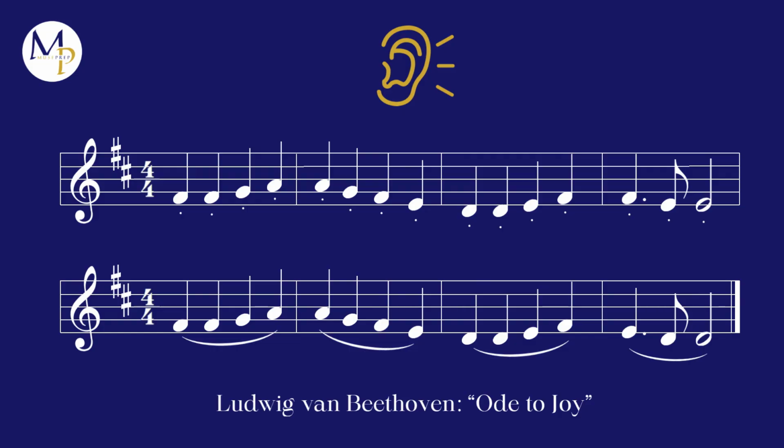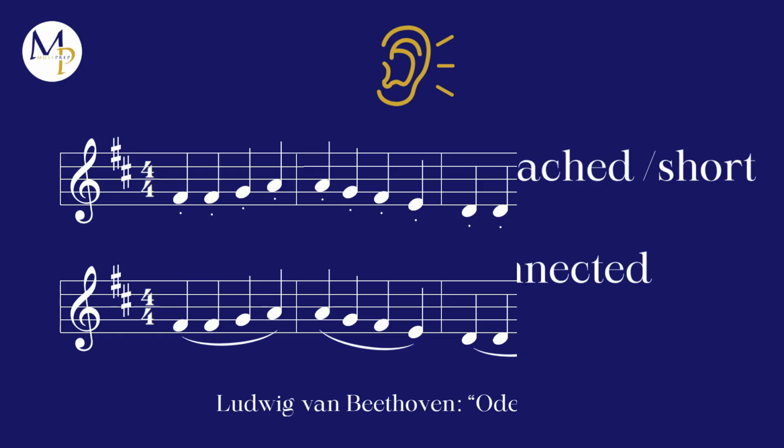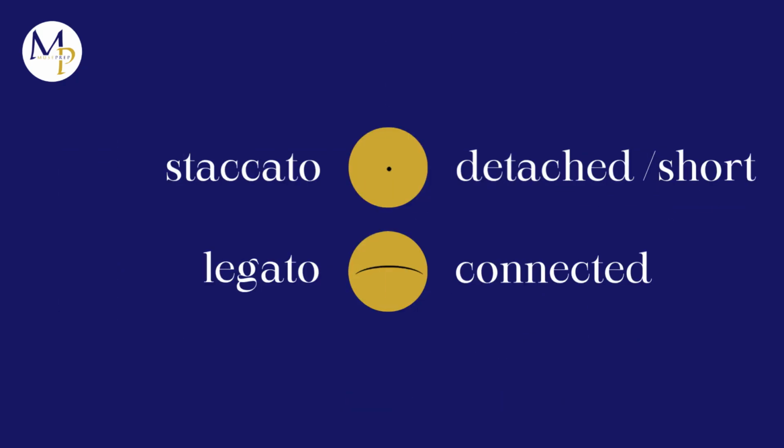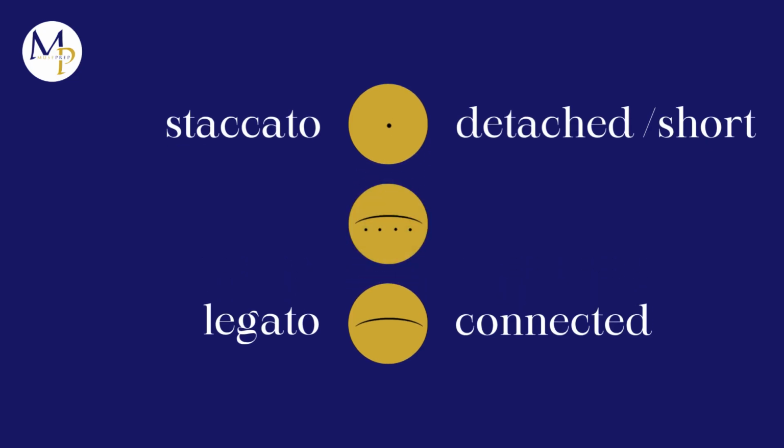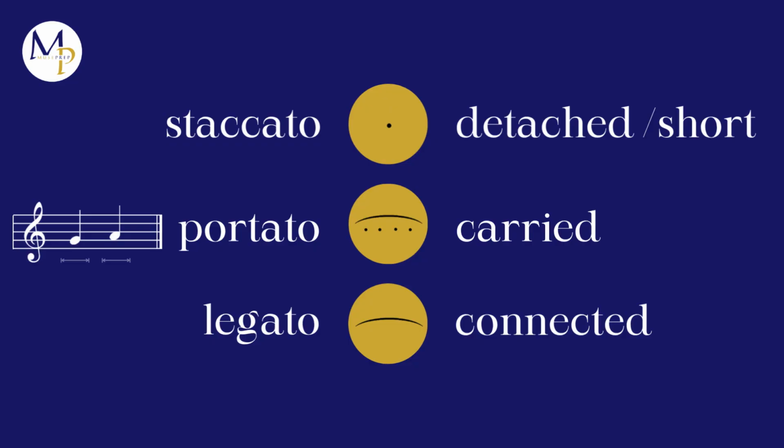Did you hear the difference? In fact, there are also two levels between staccato and legato. Staccato and slurs can actually be combined. This type of articulation is called portato, Italian for carried. It indicates that the notes are slightly detached, but still closely connected to one another.